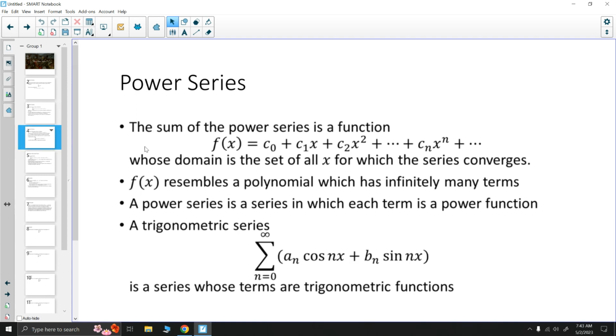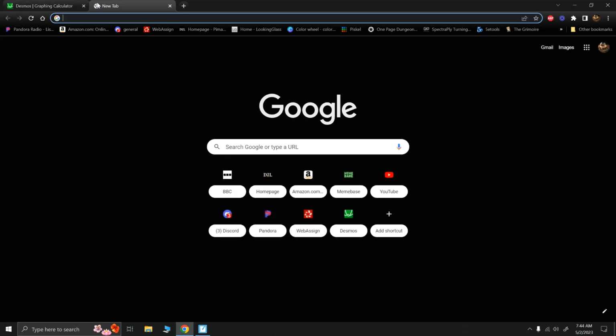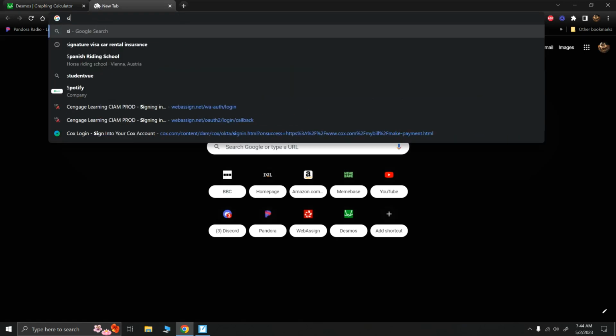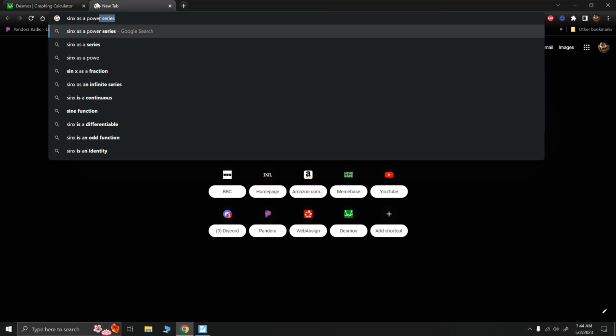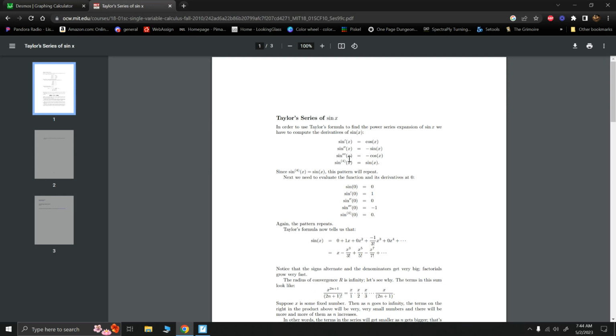Okay. So, the sum of the power series is a function whose domain is the set of all x values for which the series converges. Now, a few things to note is that power series are things that we see to describe other functions. So like sine x as a power series. They're more specific things.